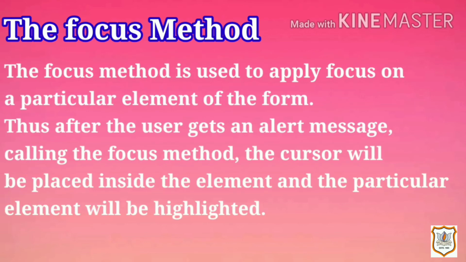One is the focus method. The focus method is used to apply focus on a particular element of the form. Thus, after the user gets an alert message calling the focus method, the cursor will be placed inside the element and the particular element will be highlighted. In current documentation, focus can be applied to only one single element. The focus can be applied either to a text or button etc.